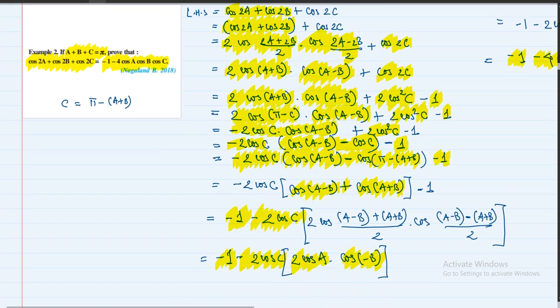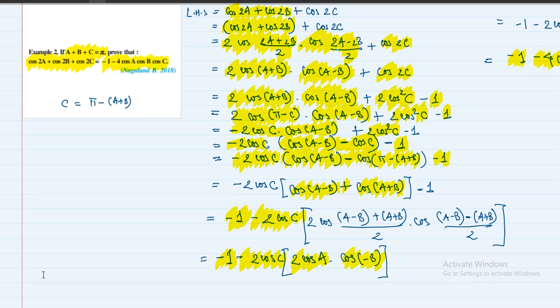Okay, let's see what we have here. So here we have a plus b plus c is pi. Again the same thing. We have to prove that cos 2a plus cos 2b plus cos 2c is equal to minus 1 minus 4 cos a cos b cos c.